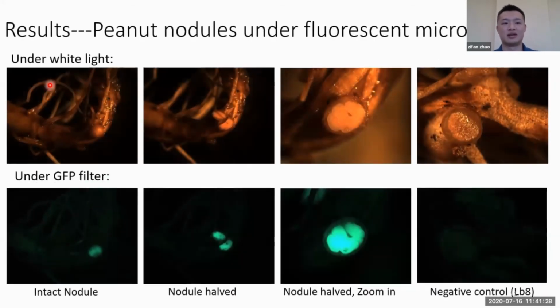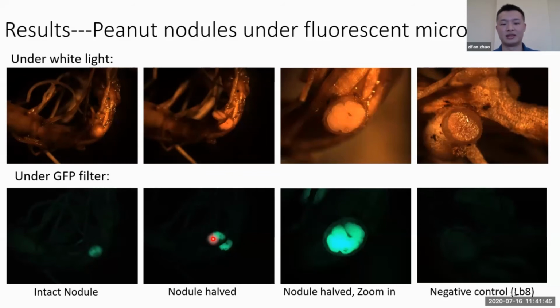These are the microscopic images taken by the stereo microscope. The upper panel shows all the images under the white light, and the lower panel shows all the images under the GFP filter. We can see this one is an intact nodule. It's showing the green fluorescence.